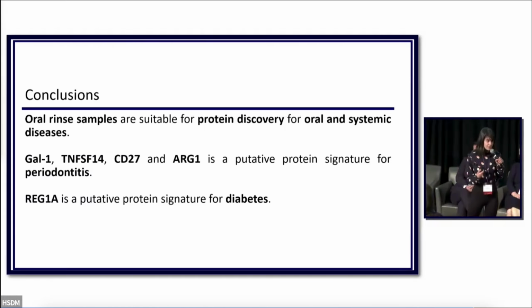At the end, after identifying these protein signatures, we also did a post-hoc confounder analysis, because we wanted to make sure, after accounting for potential confounders like age, sex, smoking, etc., whether those proteins were still significant for that disease. And that was the case. Those proteins were still significant for the disease.